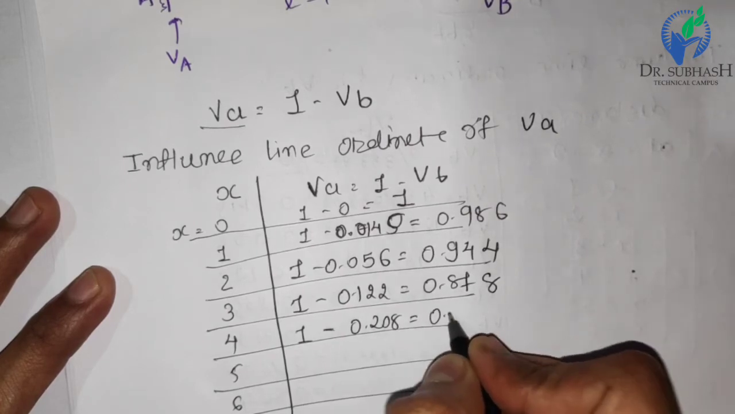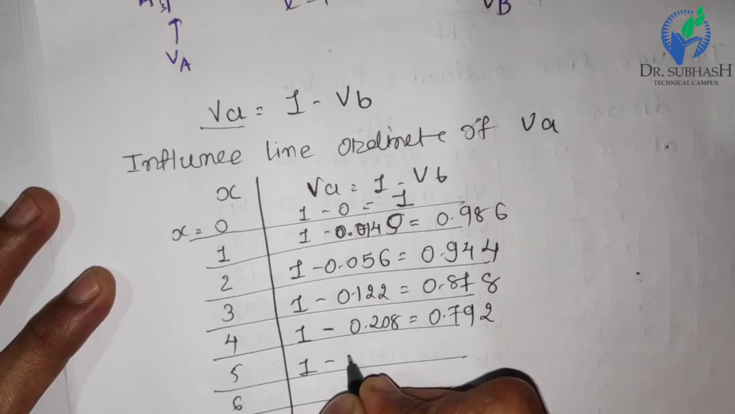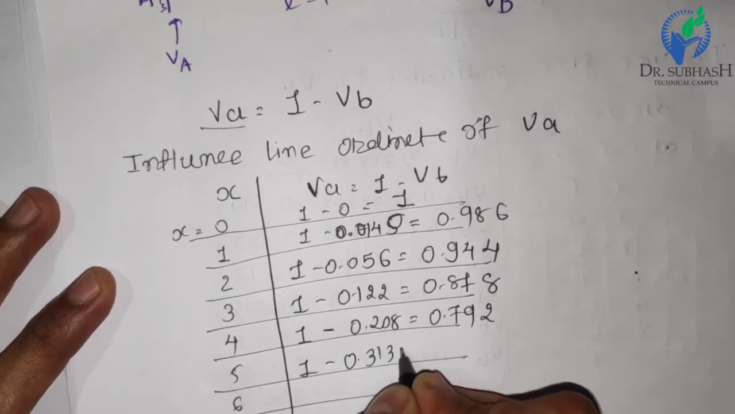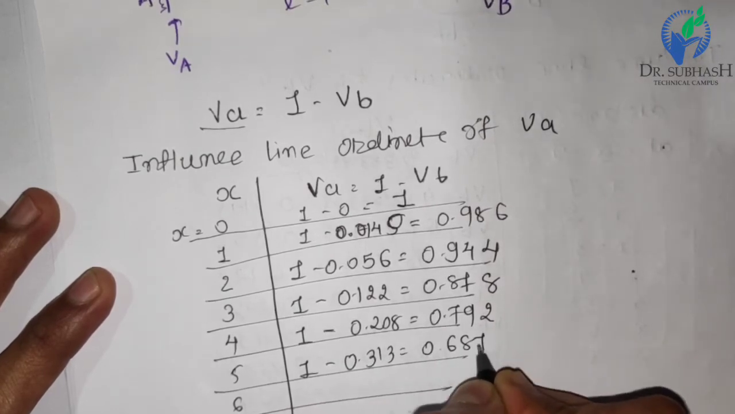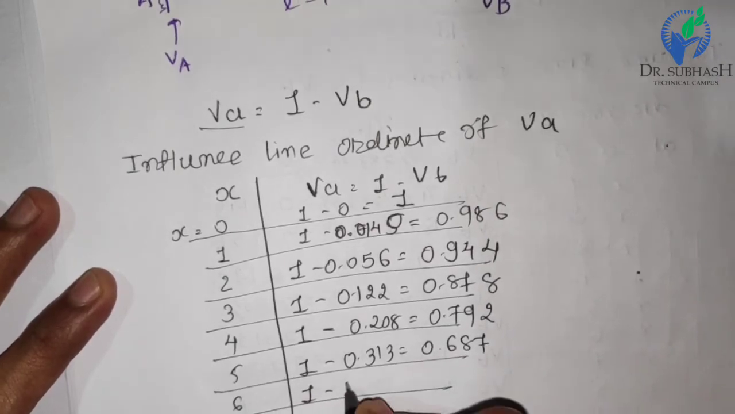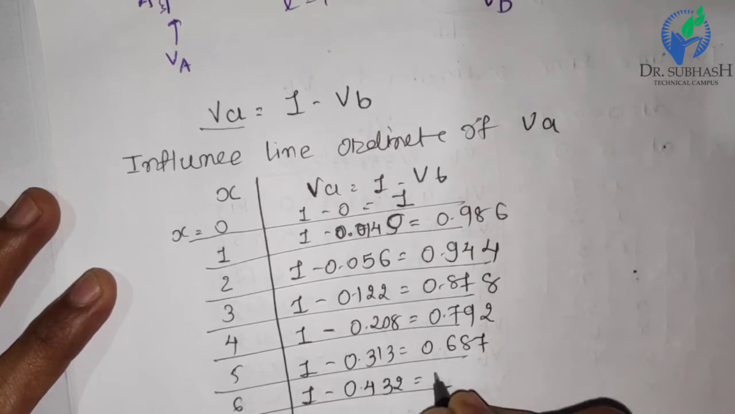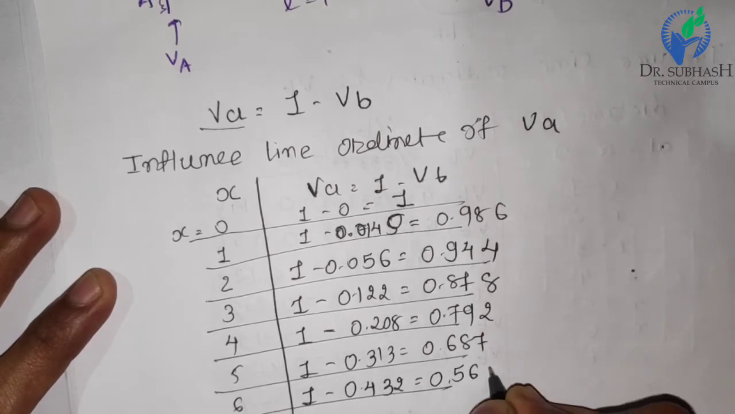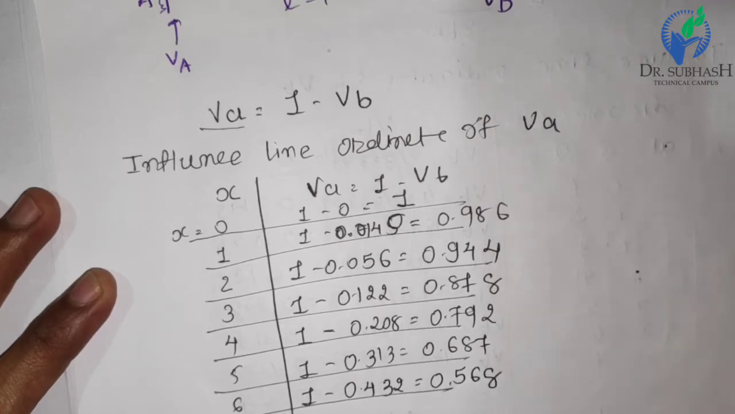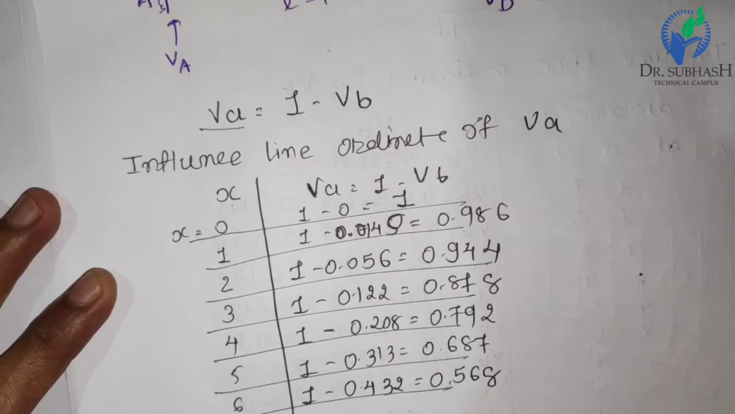So for VA, 0.792. Then 1 minus 0.313, then 0.687. You can refer to the coordinates of VB. It's the same over there. You just have to deduct from 1, so you can find the ordinates of VA. Then x equal to 7, our VB ordinate is 0.564, then our answer is 0.436.